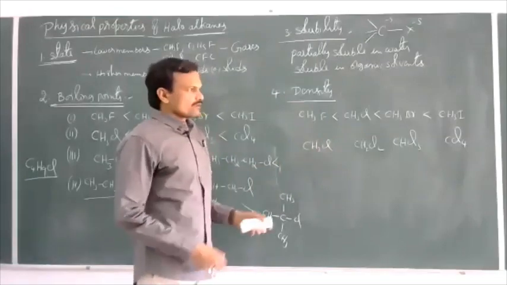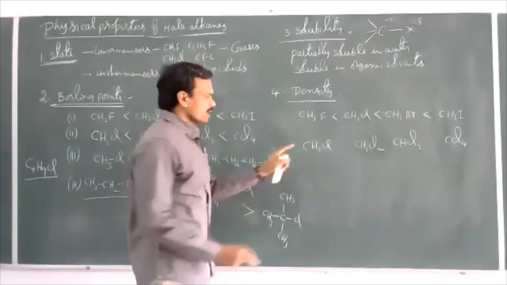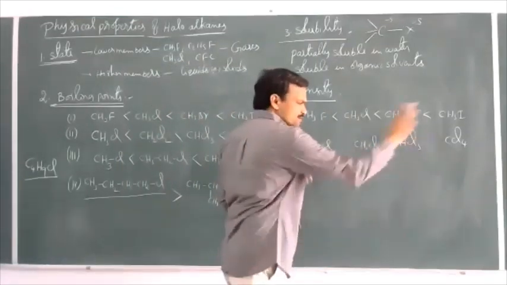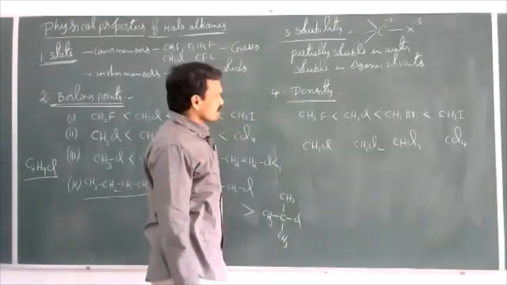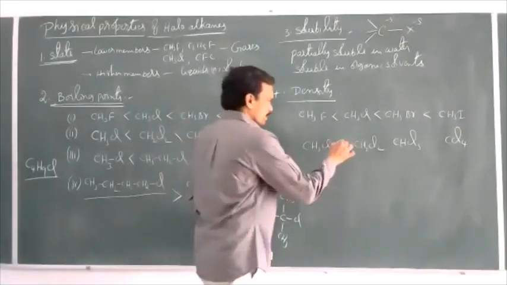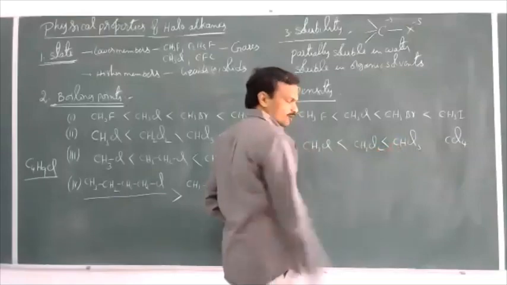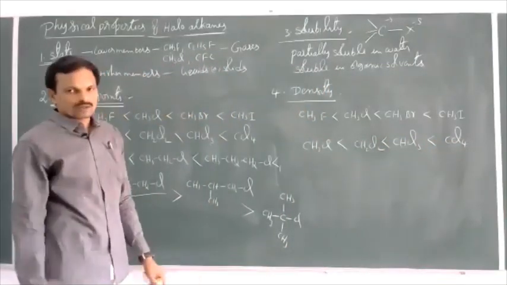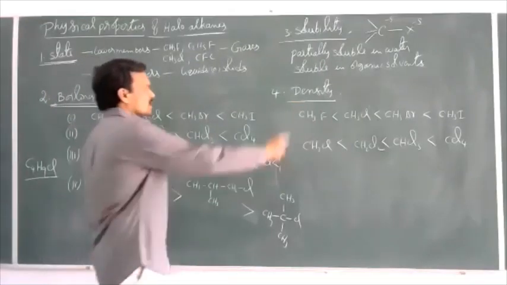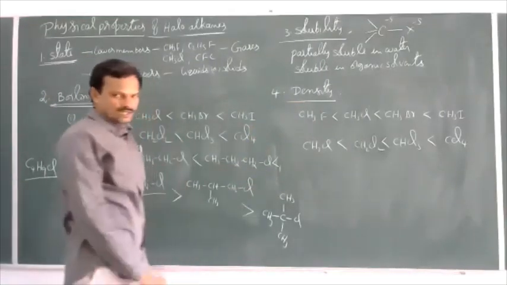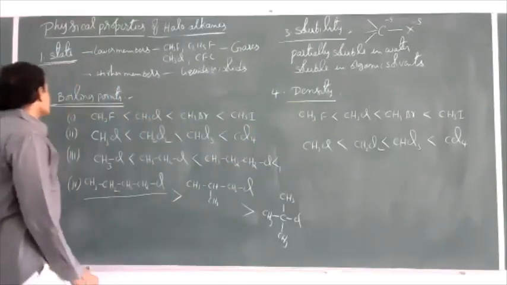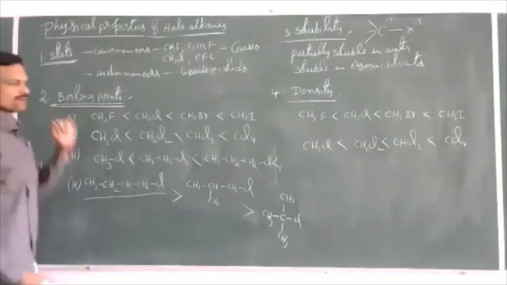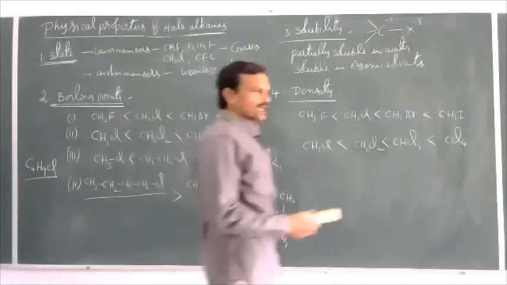Next, for the same haloalkane, as the number of halogen atoms increases, the density also increases. Methyl chloride less than dichloromethane less than trichloromethane less than carbon tetrachloride. So this is the order of densities. Right. So this is regarding the physical properties of haloalkanes.